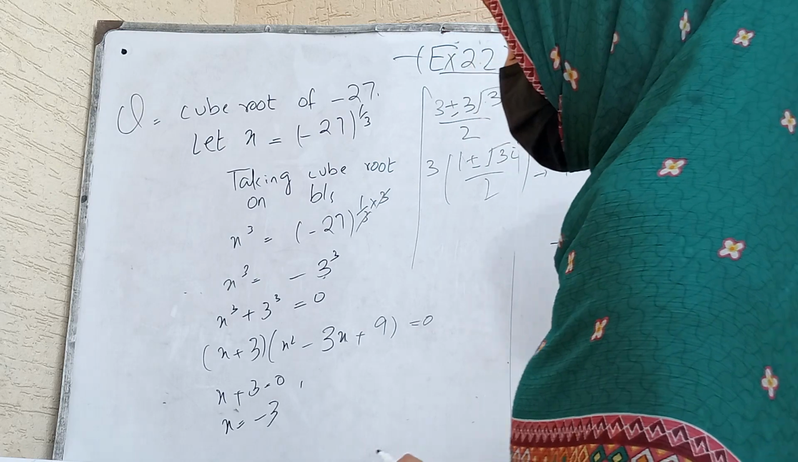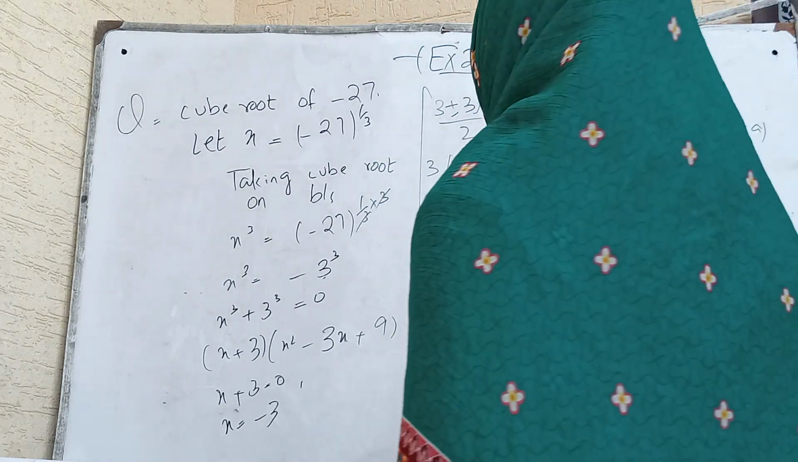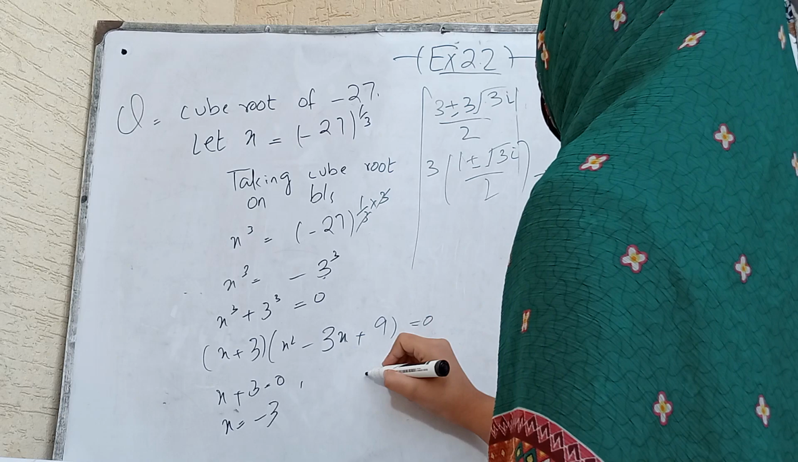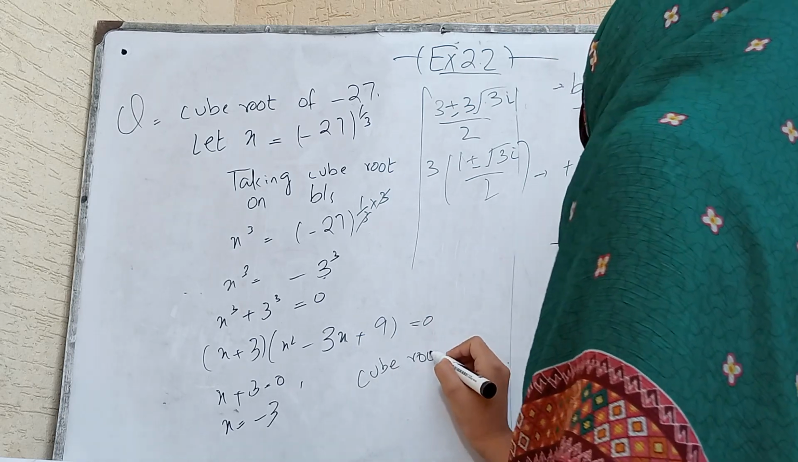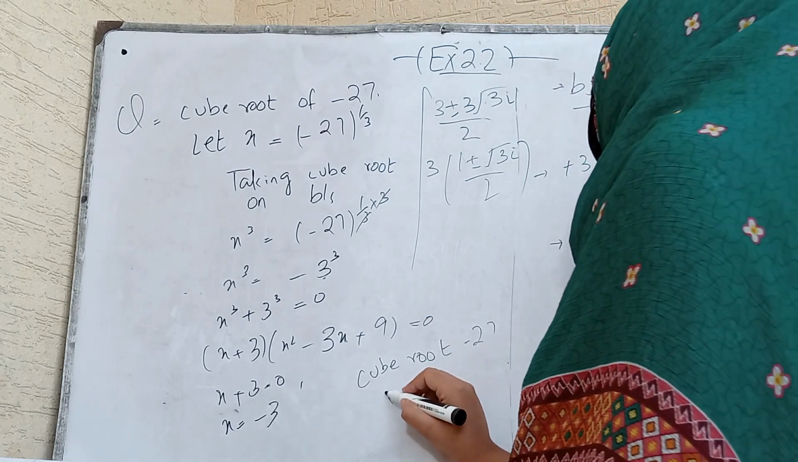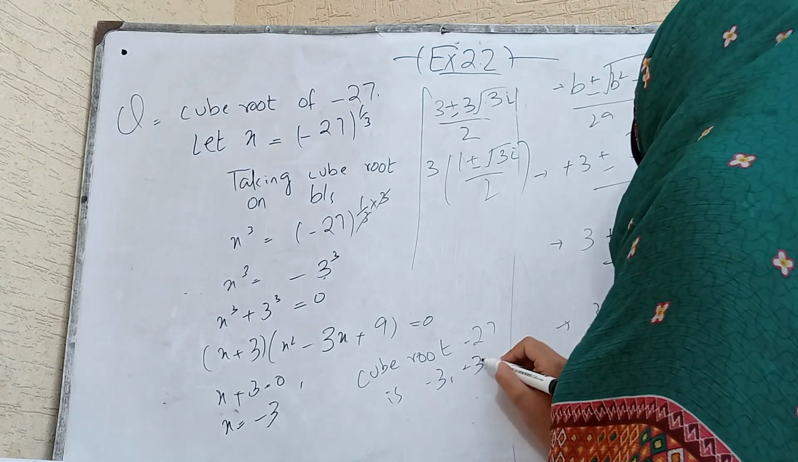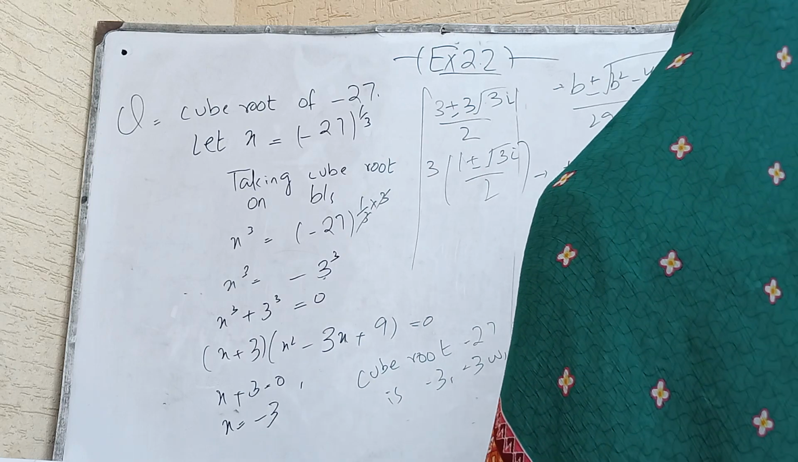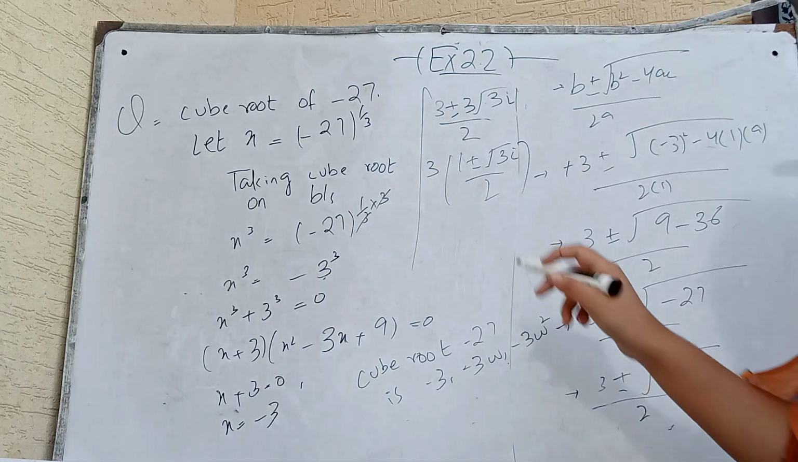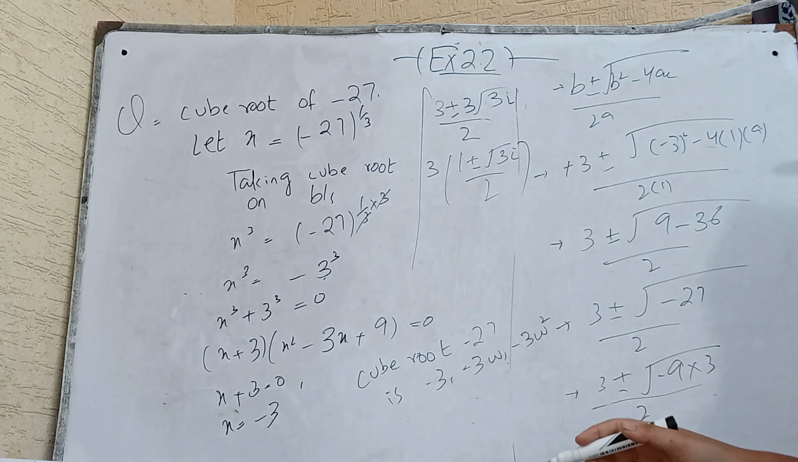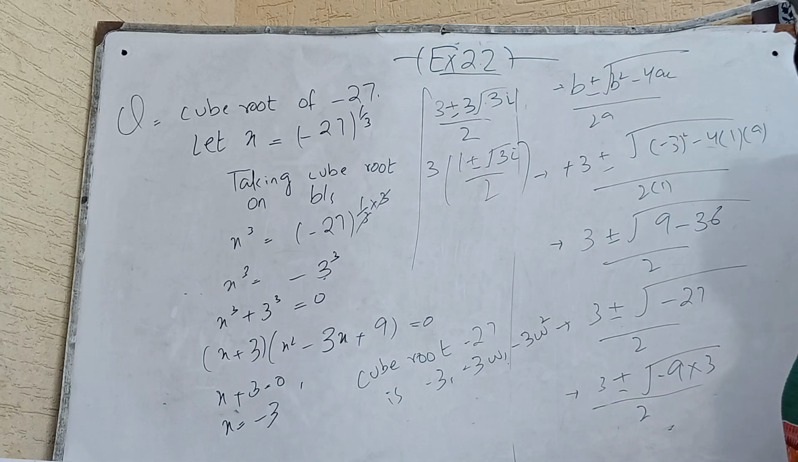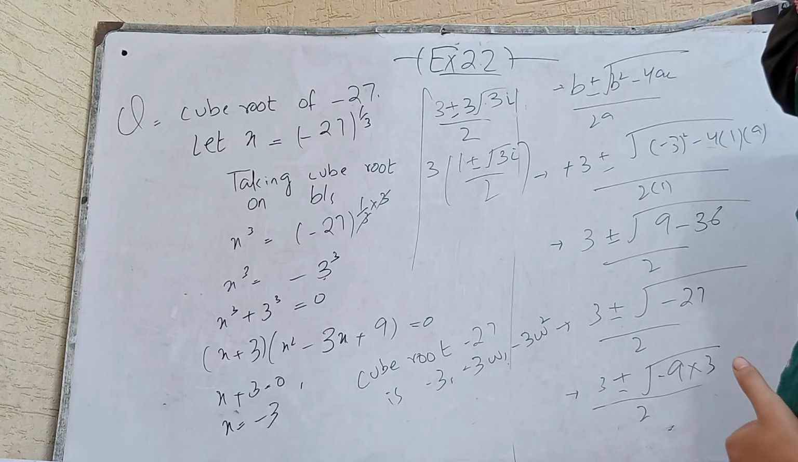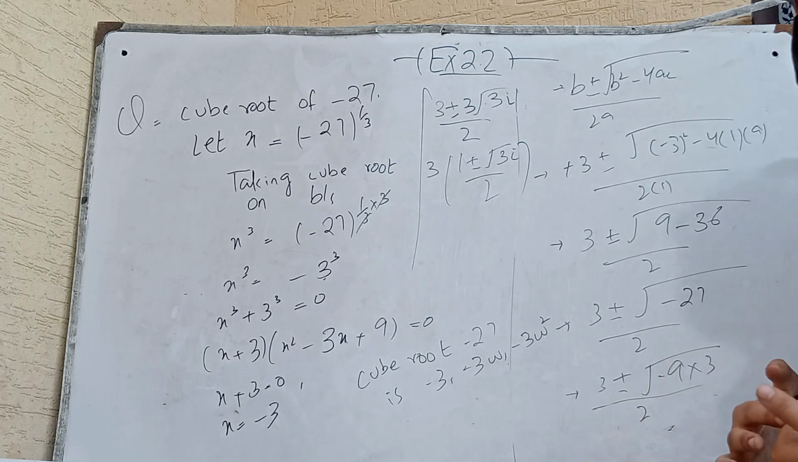So then we have the cube root of minus 27 is minus 3, minus 3 omega and minus 3 omega square. Because we have 1 plus minus square root 3 iota divided by 2, where omega is equal to 1 plus square root 3 iota divided by 2, and omega square is equal to 1 minus square root 3 iota divided by 2.